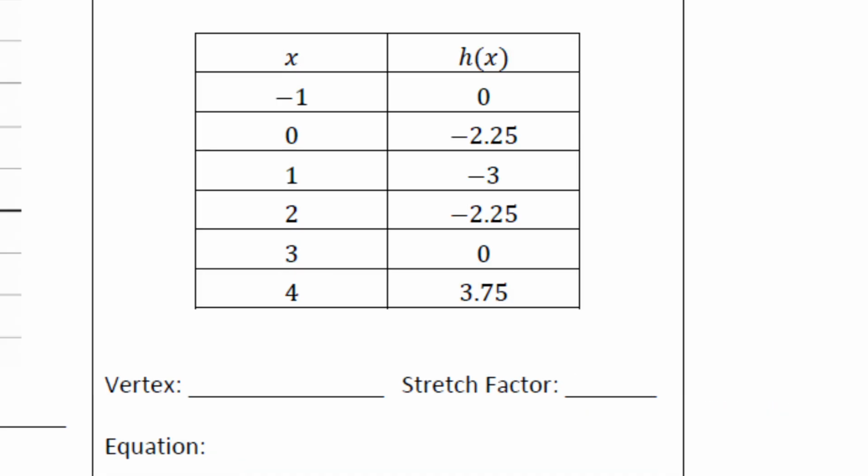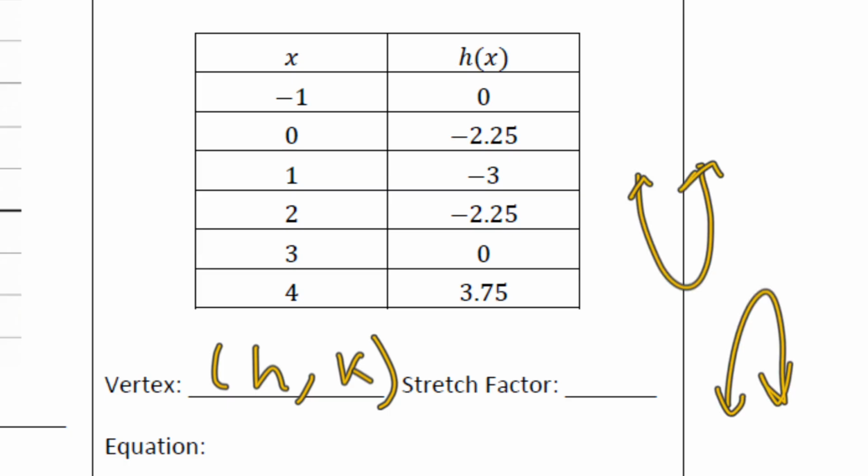Okay, so for the second part of question 3, we're looking at finding the vertex. So what we're going to do is look at the table, and since we're looking at a quadratic function, we know that it's going to make a parabolic shape. The vertex point helps us see that because the vertex point can either be the highest point on the graph, in which case the parabola opens downwards, or the lowest point on the graph, where the parabola opens upwards.